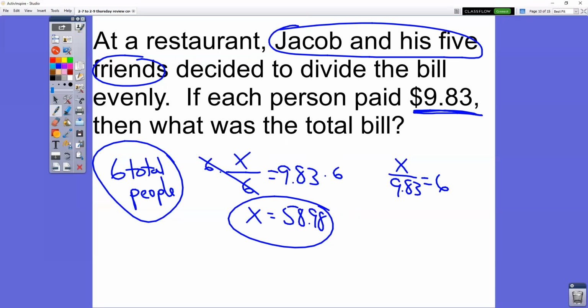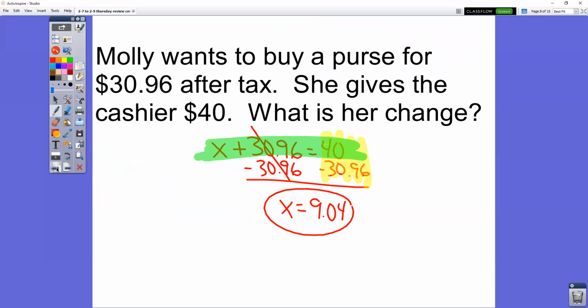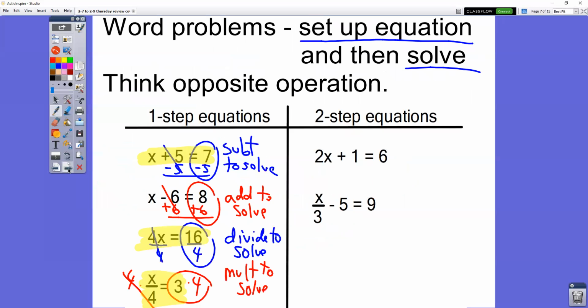So those were all one-step equations. The next kind of question is going to be two-step equations. Now, notice how two-step equations are written. You have a number times x or a number divided by x plus a number or minus a number equals a number. These two numbers at the end are normally some sort of total. All right. So we're either multiplying or dividing at the beginning, adding or subtracting, and then you have your total.